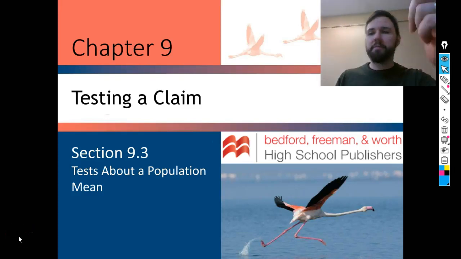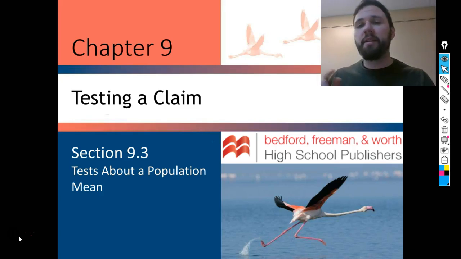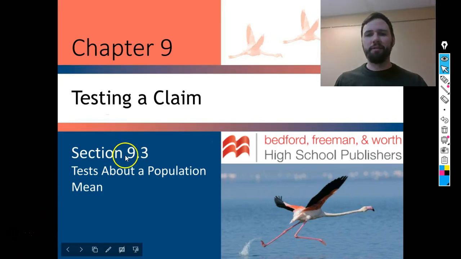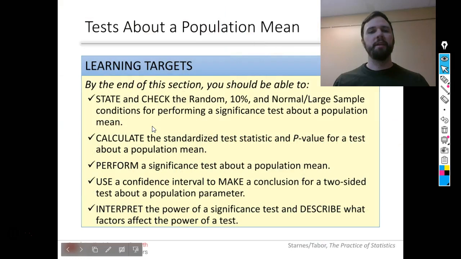9.3, test about a mean. It's all the same, but not at all. Alright, because we're dealing with mean, I'm guessing we're going to use t instead of z, because it was meant to be. Alright, sorry. It's too early for this. Let's go.